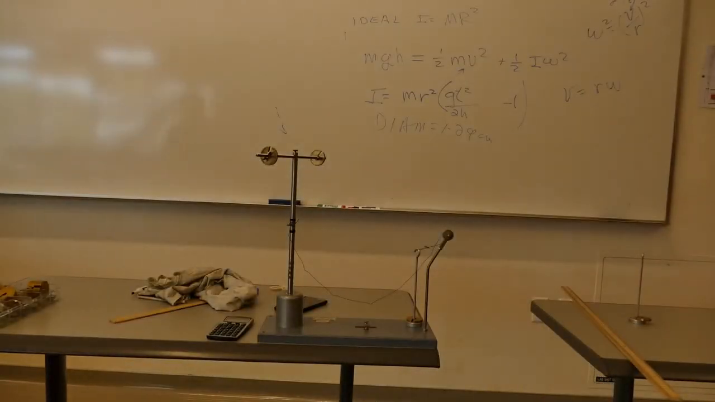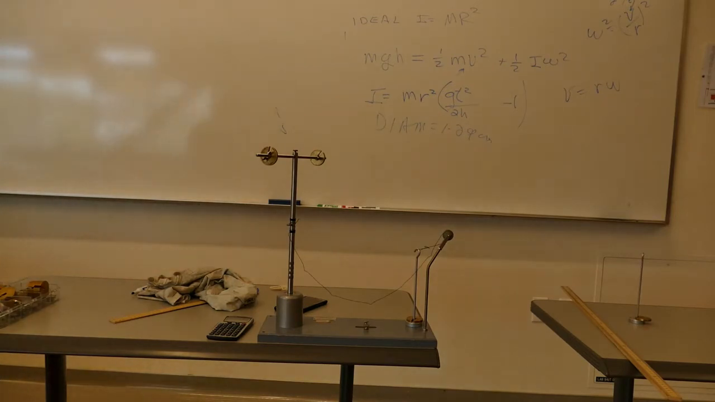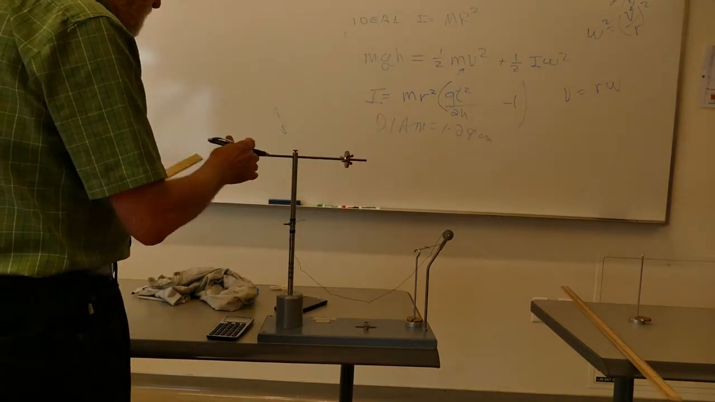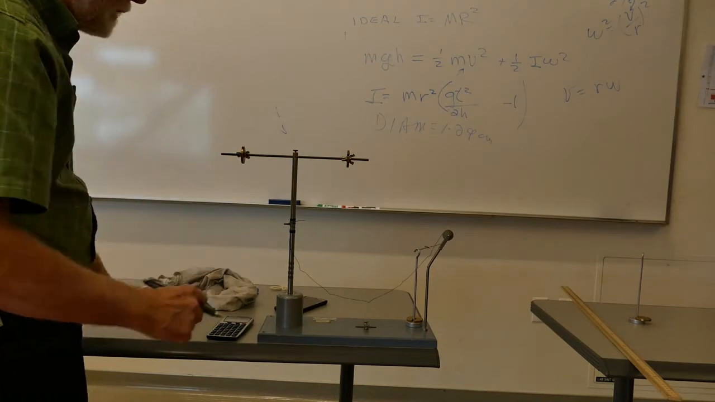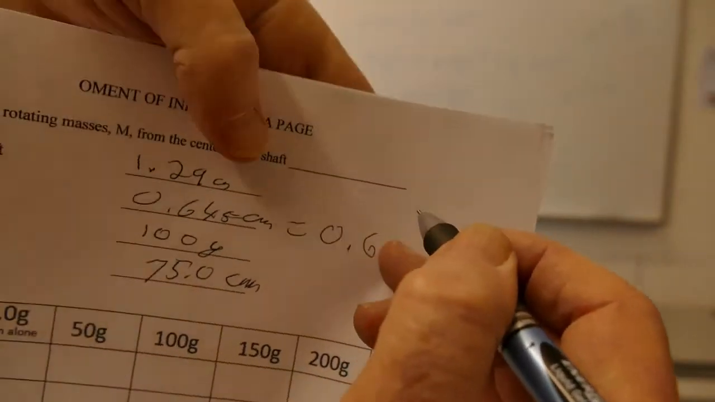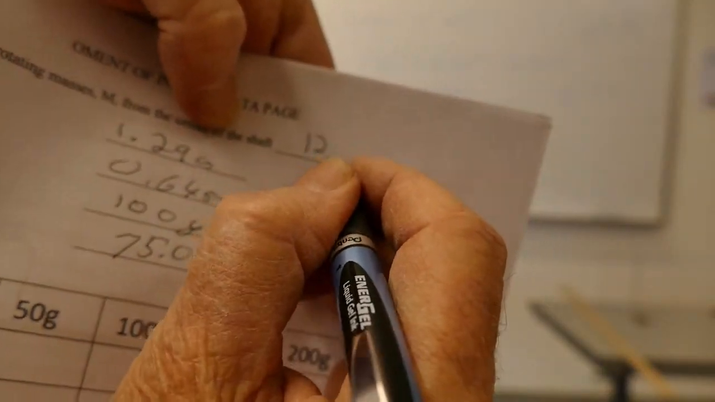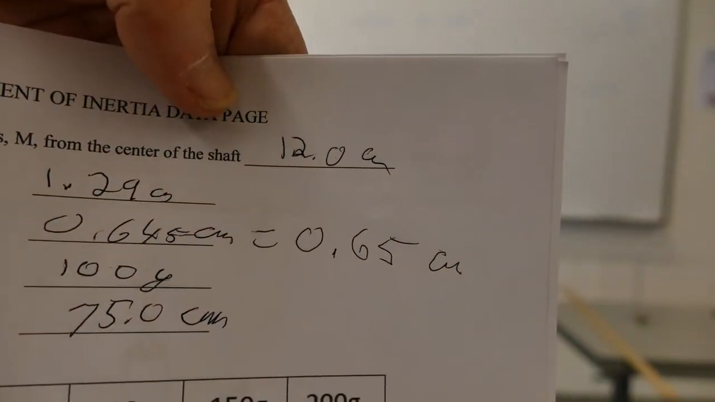Okay, so Rm, R centimeters, the distance of the rotating masses from the center of the shaft. I've already measured that, as I pointed out, from the center of the shaft to the masses is 12.0 centimeters. So you can write that in to your data page, 12.0 centimeters, like so. Okay, so we've measured those things.